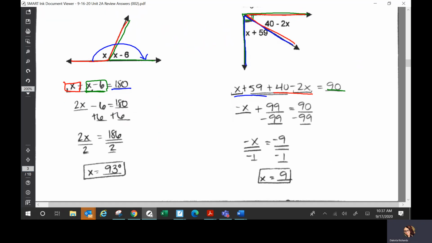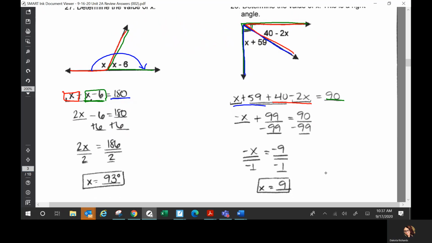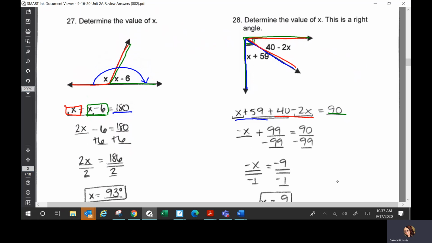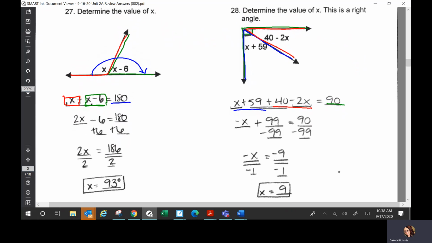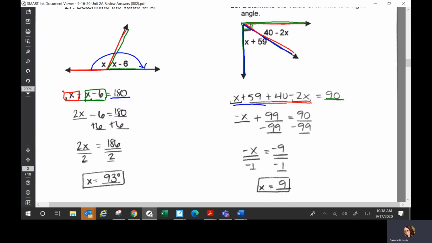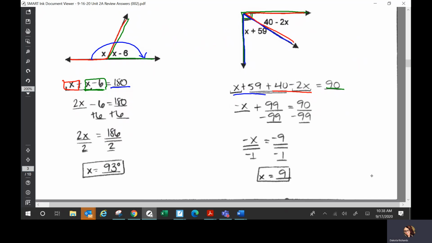When you solve for x here, you get 9. And all you had to do is solve for x on these two. So on 27, you get x is 93. On 28, you get x is 9. Okay.